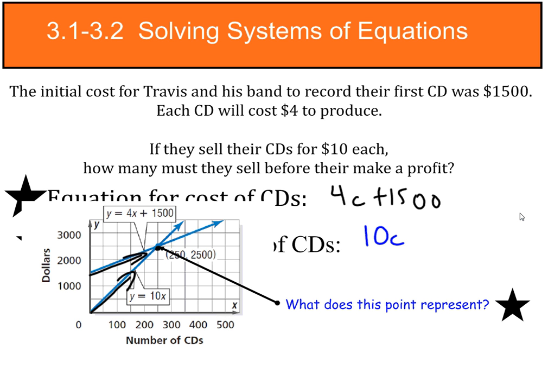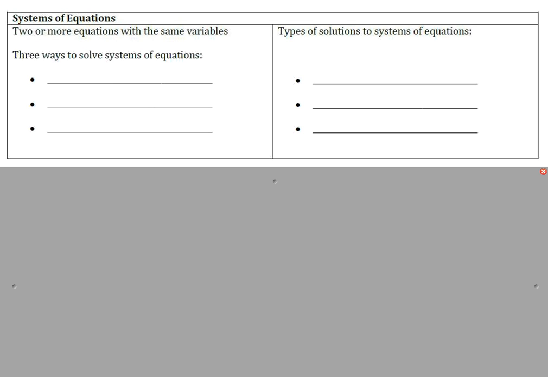$250 and $2,500. What that represents is the point where I break even. This band would have to sell 250 CDs to break even. It would have cost them $2,500 to make that many CDs, but they also would have made $2,500. So they've got to hit 250 CDs before they even make a penny off their music. So that's what we're looking for.